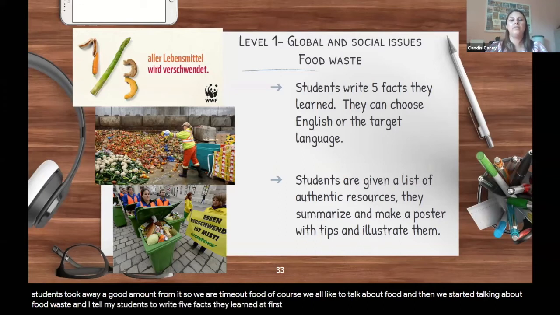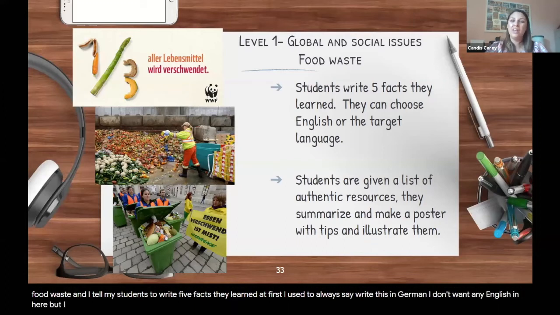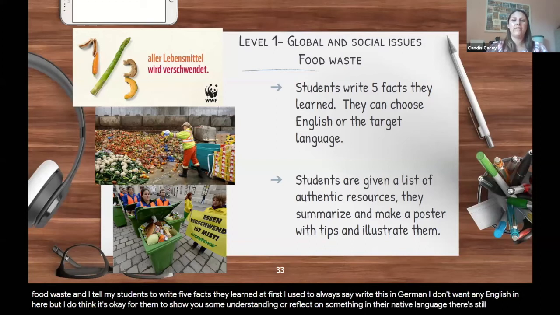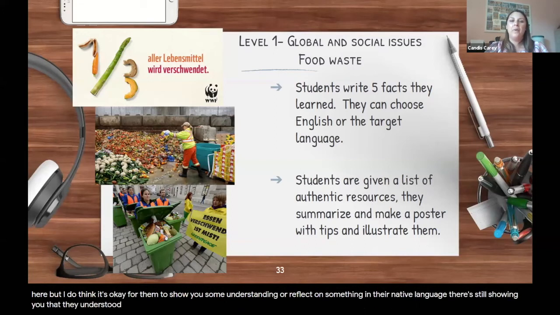At first I used to always say, write this in German, I don't want any English in here, but I do think it's okay for them to show you some understanding or reflect on something in their native language. They're still showing you that they understood. You know, one of my students said she didn't even know food waste was an issue, and students were really shocked at how much food is wasted.